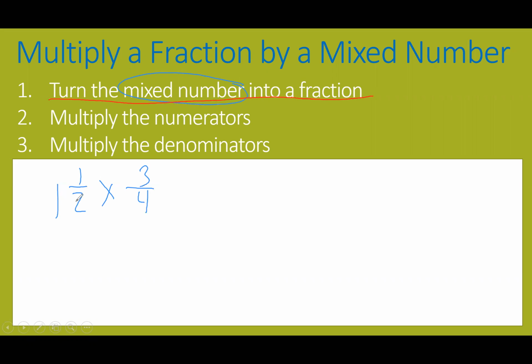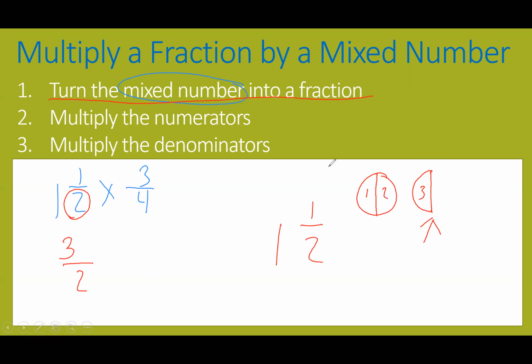So let's think about this. I have one whole pizza, and then I have half of a pizza. And I want to turn it into a fraction. Well, guess what? It already gave me the denominator. I'm going to keep that denominator, which means since this pizza is cut into half, I'm going to cut this one into half. And I've got 1, 2, 3. I've got 3 halves.